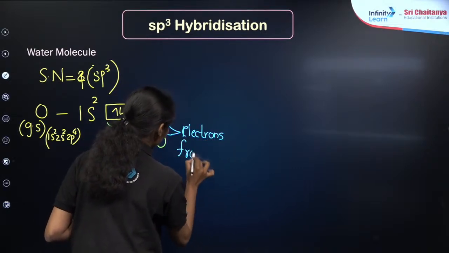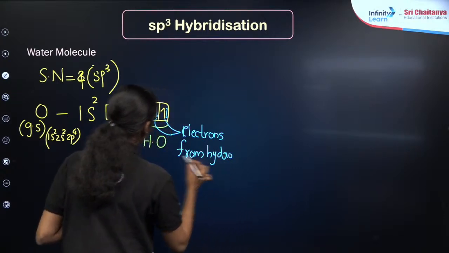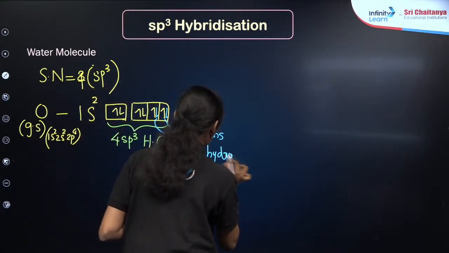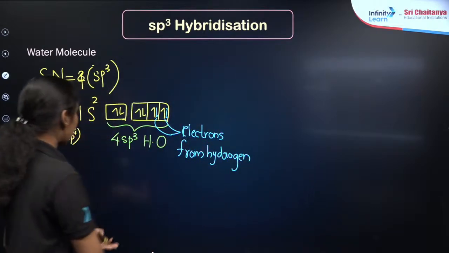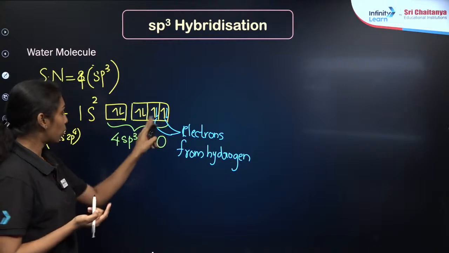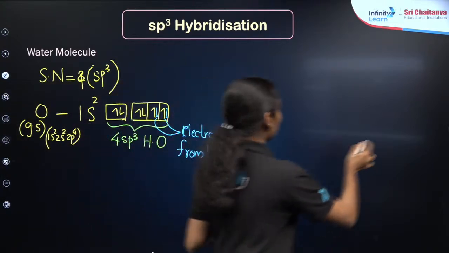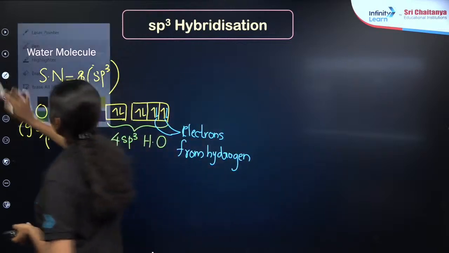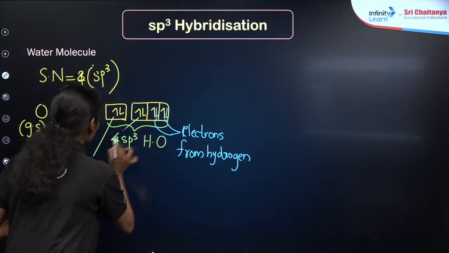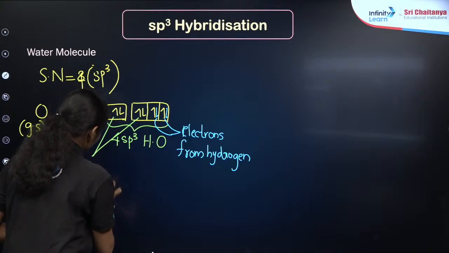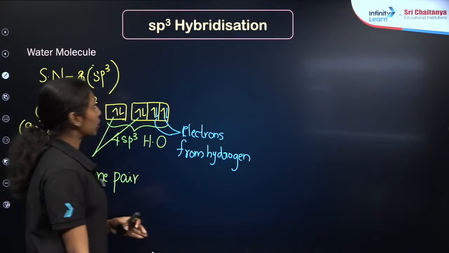What will happen here? sp3-s overlapping is happening, which means it is the sigma bond formation, right? So we can say that this will be the sp3-s sigma bond formation. These 2 electron pairs from the 2s and 2p remain as the lone pairs. That is why we are seeing the 2 lone pairs in the case of water molecule. Are you getting?